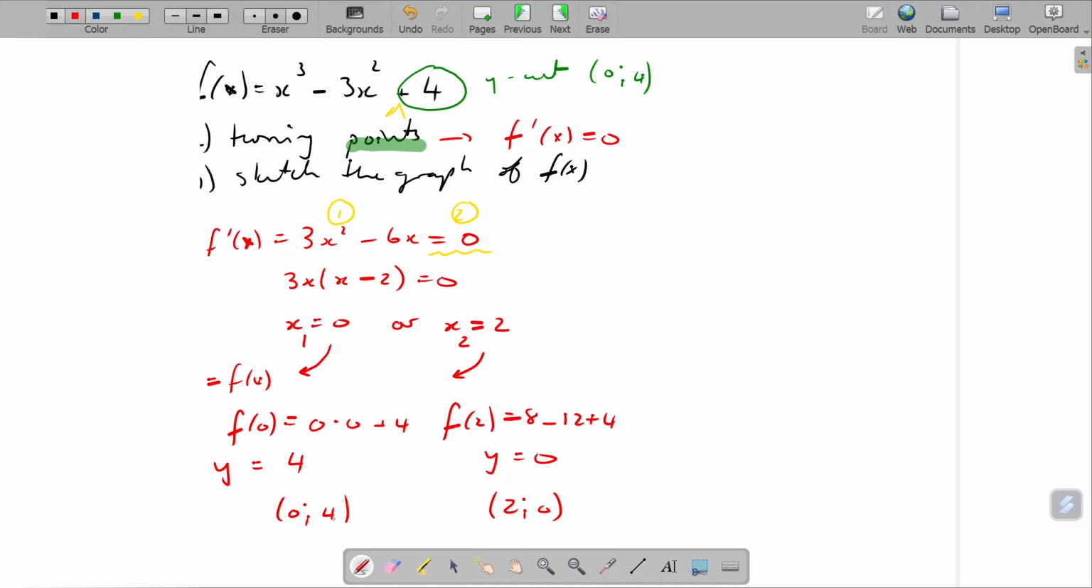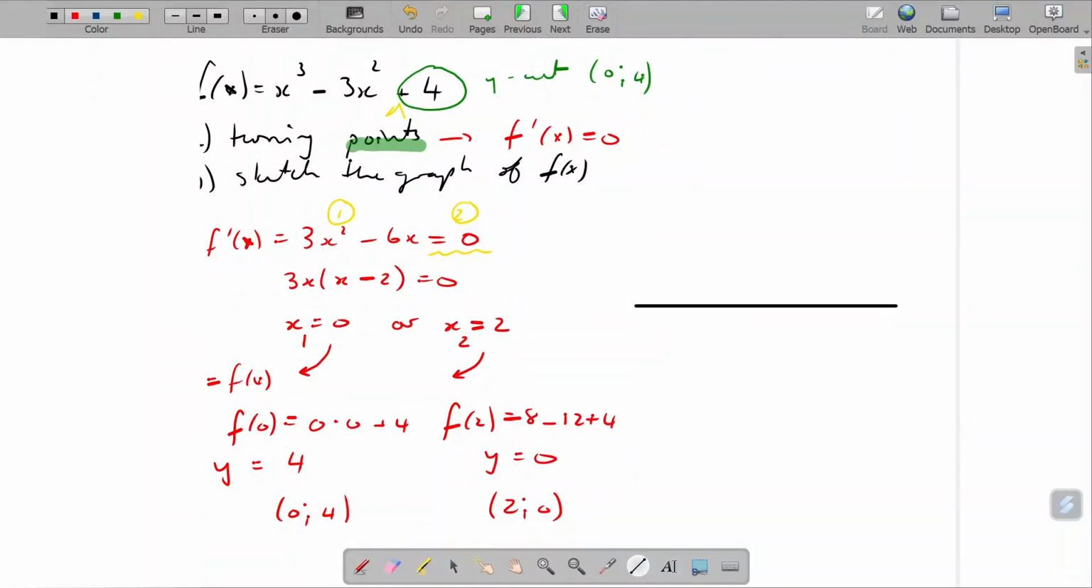Now again, you should be screaming at me that the fact that this is (0, 4), the fact that x is 0 means I have a y-intercept. And in the second case here, (2, 0), because the y value is 0, I also have an x-intercept.